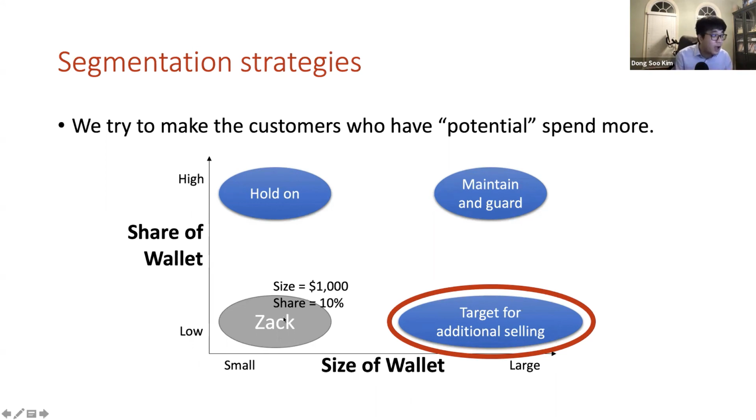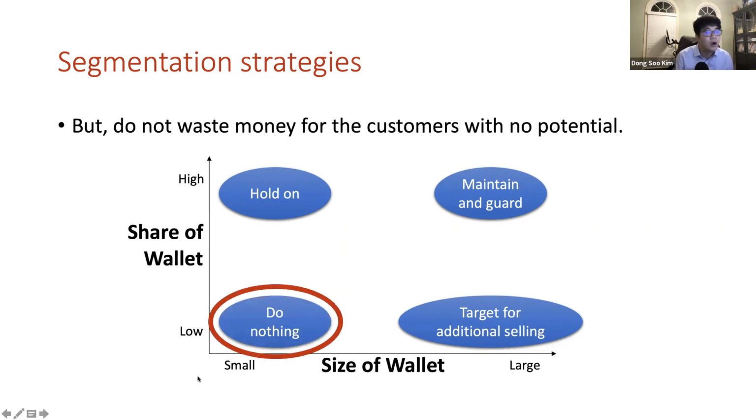And lastly, how about Zach? He has low size of wallet and low share of wallet. Of course, it would be possible to do marketing activity for Zach as well as David. But unlike David, Zach is not expected to generate a significant increase in revenues. So, with consideration of marketing costs, it would be better to do nothing for Zach. Trying something for him would be wasting money.